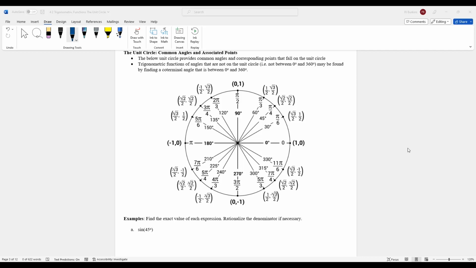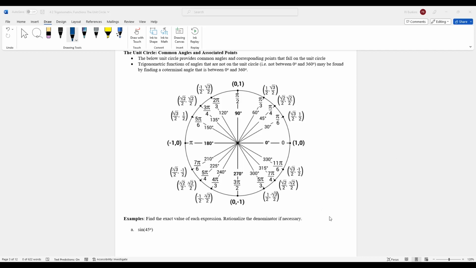However, in some cases, the angles we're given are beyond 360 degrees. In those cases, as you see in the second bullet point there, it says to find a coterminal angle. So what we need to do is subtract 360 degrees from whatever value we have, or multiples of 360, until we can get to an angle between 0 and 360.